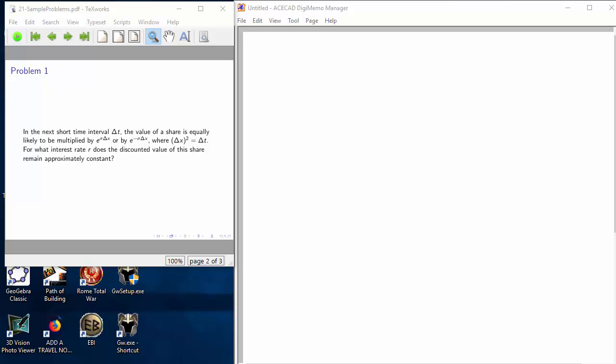Here's another short set of sample problems for Math 117, Class 21. The first one brings the concept of interest rates into the picture, and it's another way of looking at the fact that if you say in a short time interval a share price is either going to get multiplied or divided by a certain factor, the effect of that is to make the price slowly drift up.